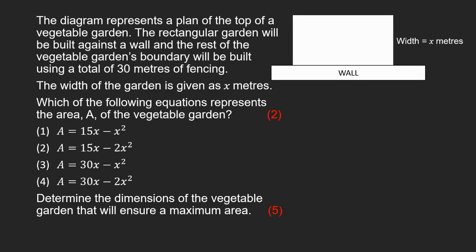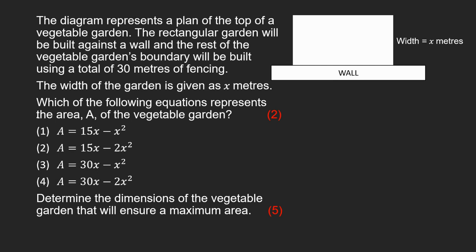The diagram represents a plan of the top of a vegetable garden. The rectangular garden will be built against a wall, and the rest of the vegetable garden's boundary will be built using a total of 30 meters of fencing. The width of the garden is given as x meters. Which of the following equations represents the area A of the vegetable garden?